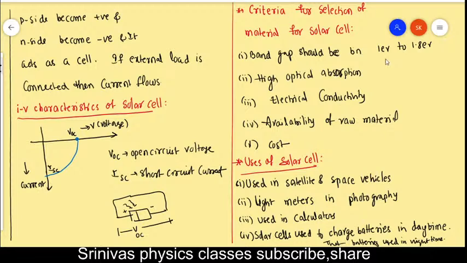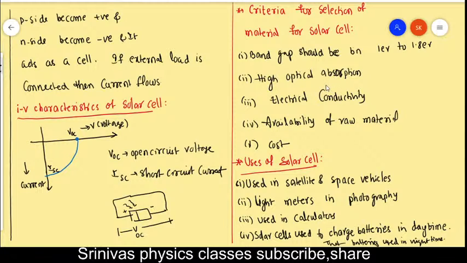Why do we need the band gap between these values? Generally in the daytime, the light energy is up to 1.8 electron volts. So the band gap should be between 1 electron volt and 1.8 electron volts. Then only when light falls will the electron-hole pairs be generated.